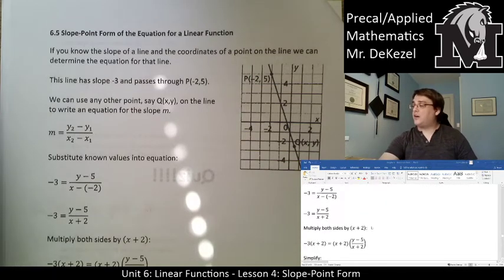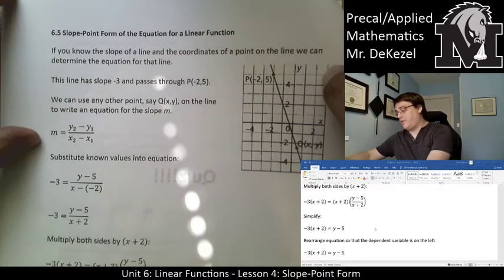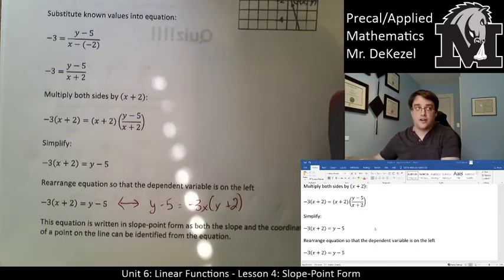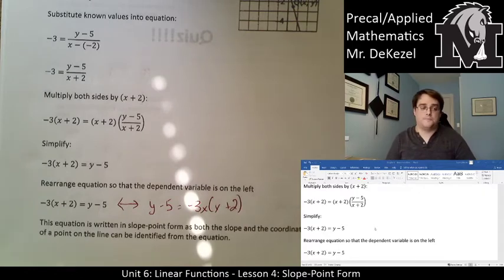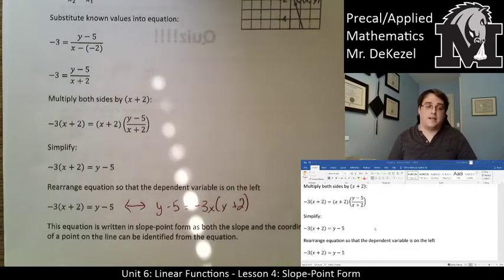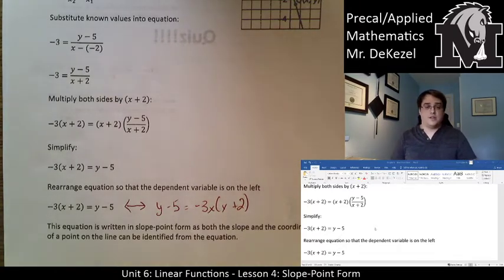We are going to then multiply both sides by x plus 2, and we're going to turn it into a form that is a little bit more familiar to us. It's going to look similar to the slope intercept form when we're done. Not exactly the same, but similar. So you multiply both sides by x plus 2 and simplify that to get negative 3 times x plus 2 equals y minus 5.